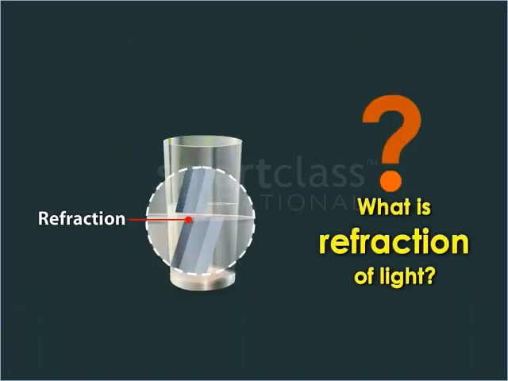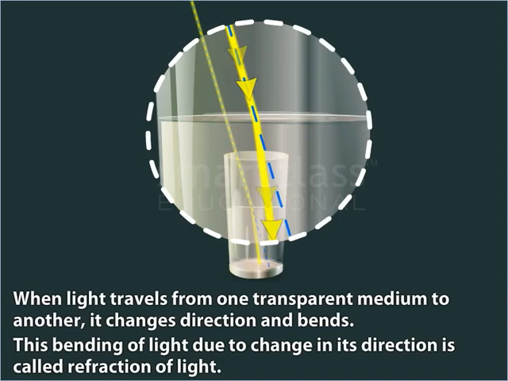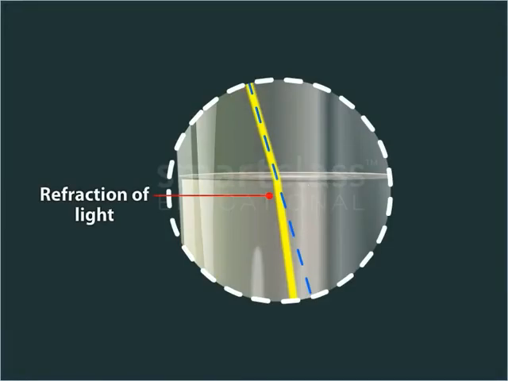Now, what is refraction of light? When light travels from one transparent medium to another, it changes direction and bends. This bending of light due to change in its direction is called refraction of light. Why does light bend? Light bends due to change in its speed as it passes from one transparent medium to another.